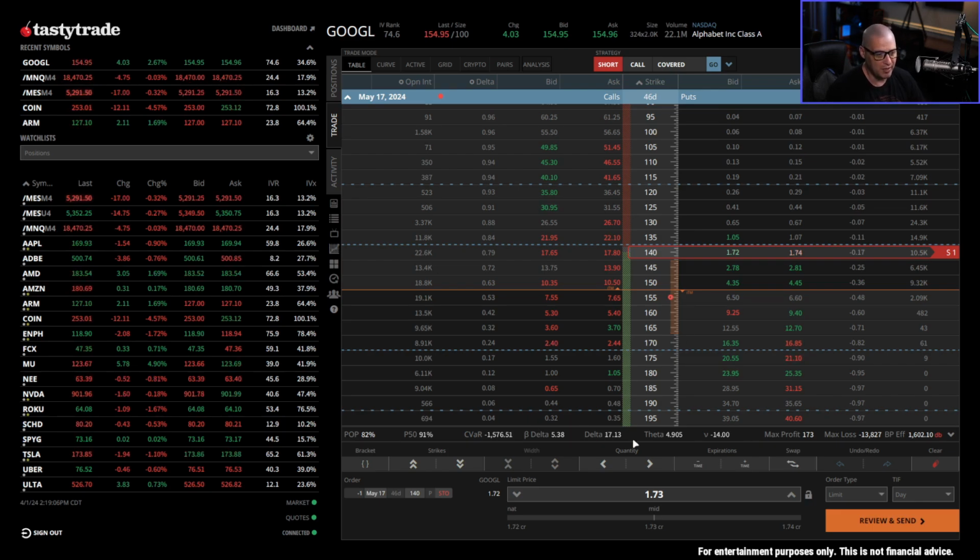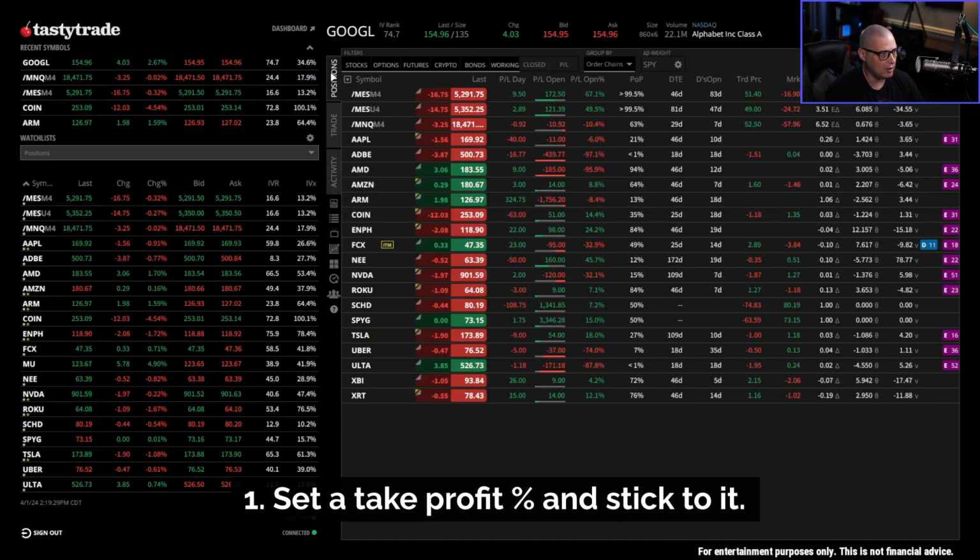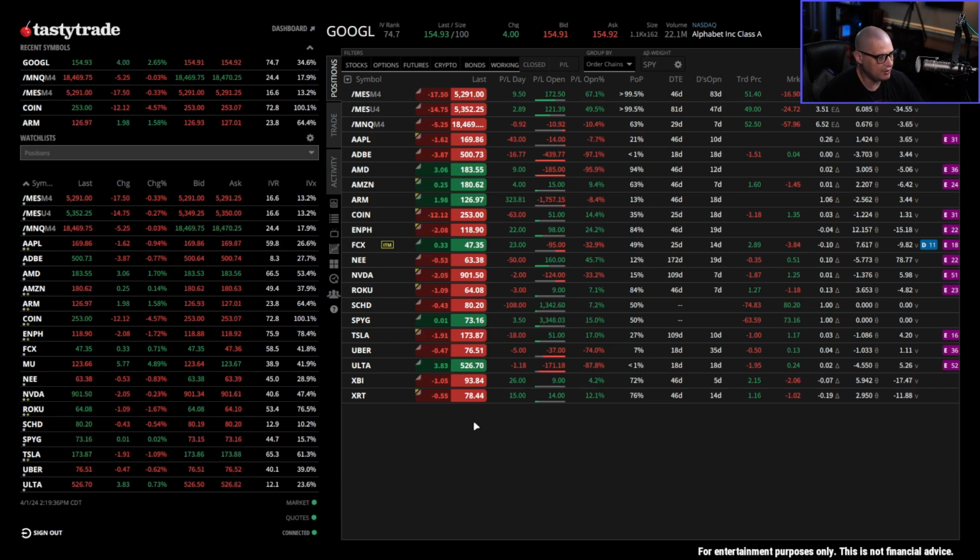Covered calls would also be unlimited risk, undefined risk, because again, it has those shares of stock which can drop all the way to zero, which would be catastrophic for your account. So the first thing I would do is I always set a take profit percentage on all of my trades. I either have it automatically set or I just monitor it daily when I check my positions.